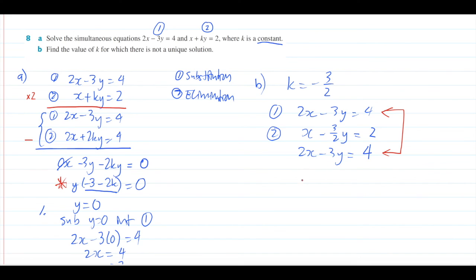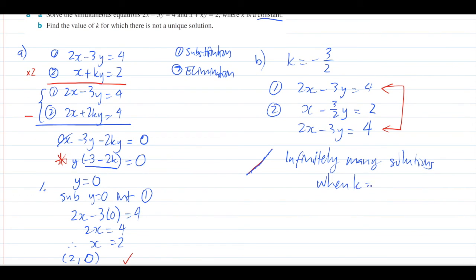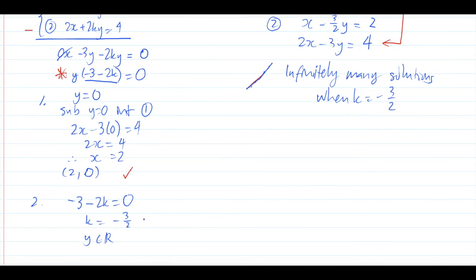So what does that mean? Well, as we learned in the topic video previously, when your two equations are exactly the same, then that means they are the same line, and the same line, well, what happens with the same line? If they are the same line, then they will always intersect each other at all points. So you actually have infinitely many solutions. And that happens when k is equal to negative 3 on 2, just as we found over here.